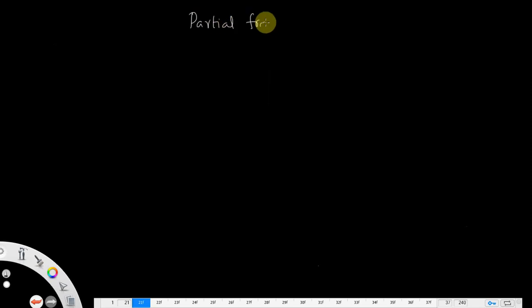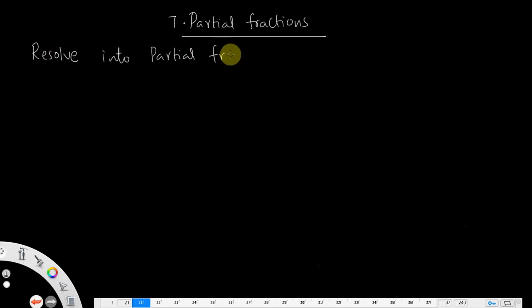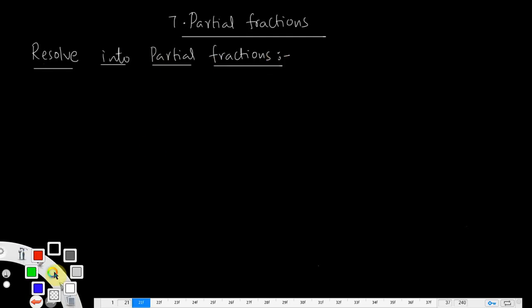Resolve into partial fractions. The first and second bits are over, then I will start today with the third problem.